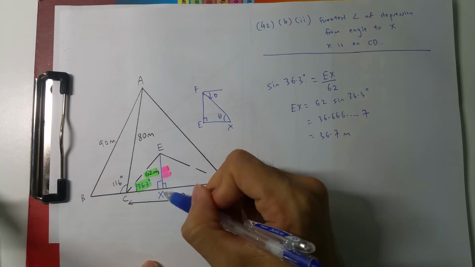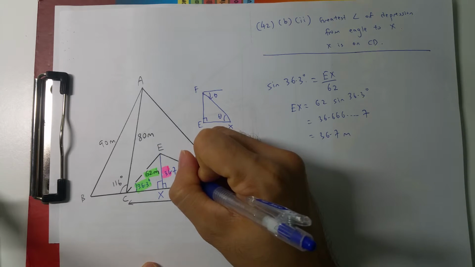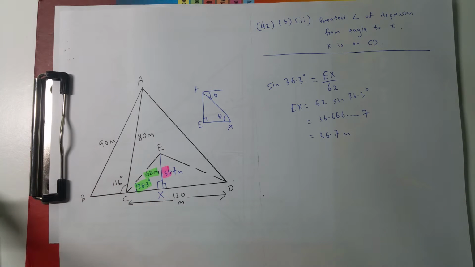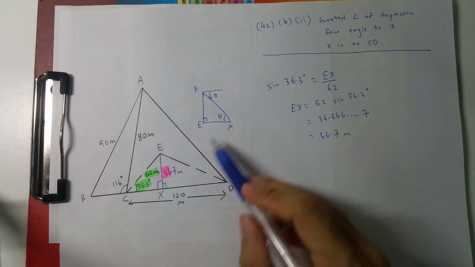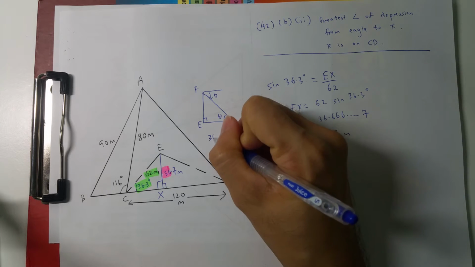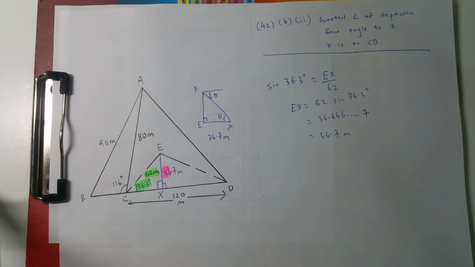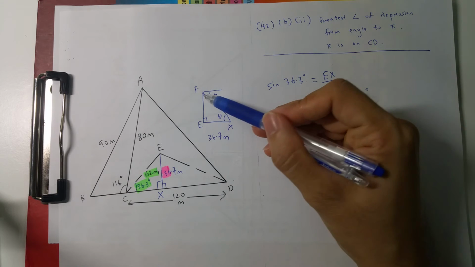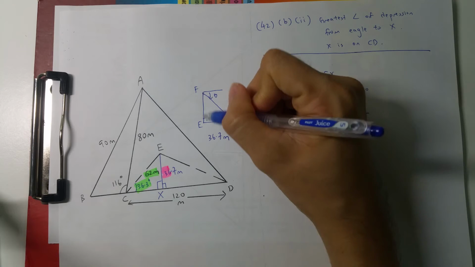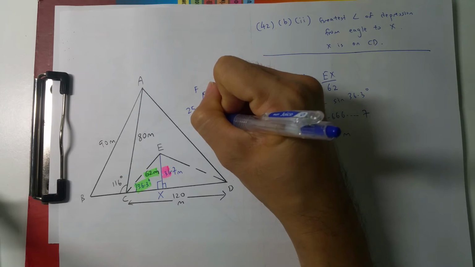Update the diagram. EX also appears in our three-dimensional triangle. Update this as well. The question tells us that the eagle is hovering 25 meters above the point E. So this FE is 25 meters.